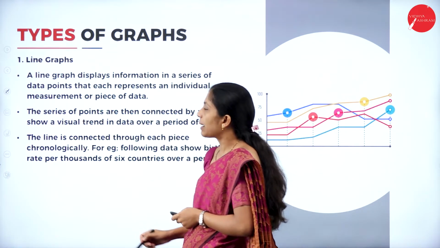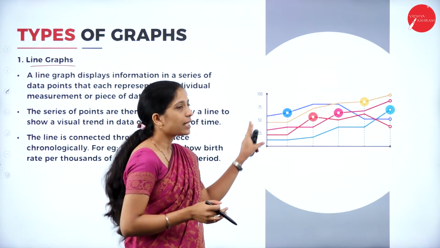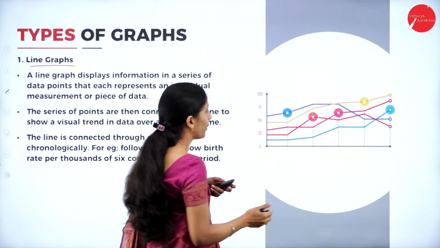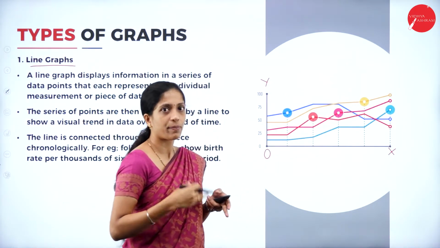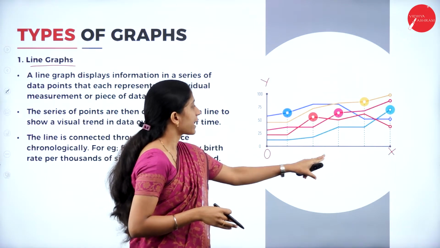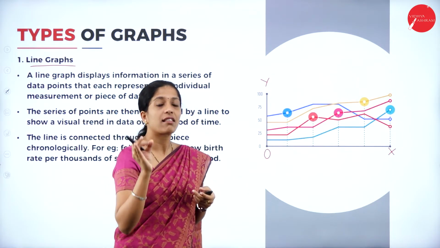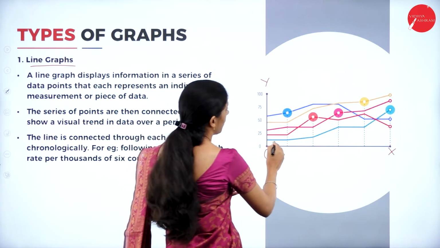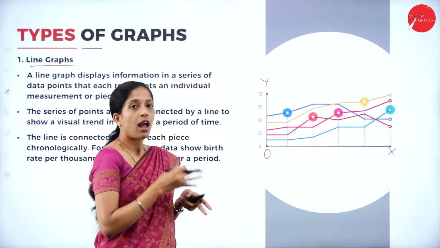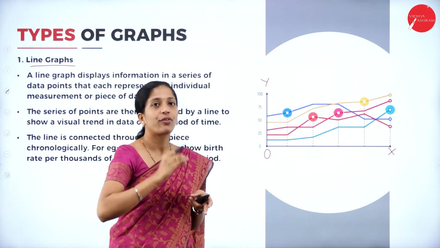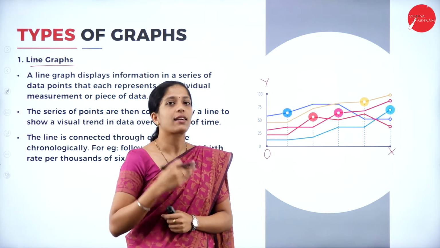Coming to the first type, that is the line graph. You have learnt about it. If you see the picture here, there are two axes, the x-axis as well as the y-axis. This is the x-axis, this is the y-axis, and this is the center, that is O. All the variations that take place will be represented in the form of lines. Here you see the blue line, next is a red one, a pink one, a yellow one. So these represent what? Variations. The changes in the variables are represented in the form of lines.